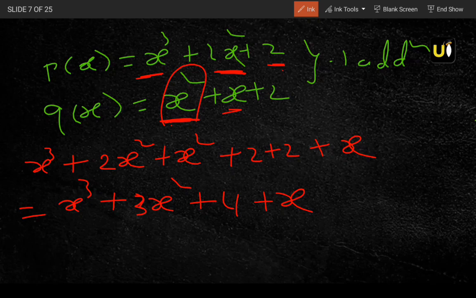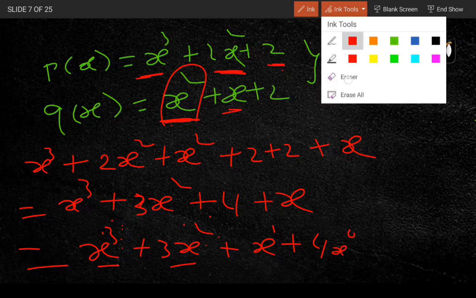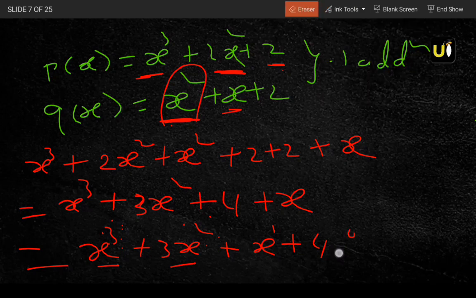So to write in the standard form, we have to rearrange the terms such that the power will be in decreasing order. That means x cube term first, x square term next, x power 1 term and x power 0 term. Okay, and just to give you a clarification, I wrote x power 0. This is how we add two polynomials.